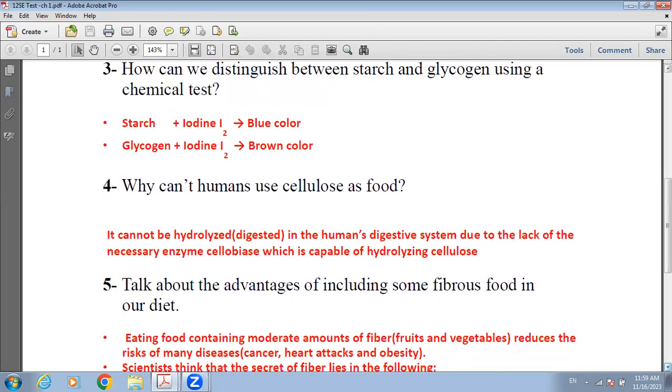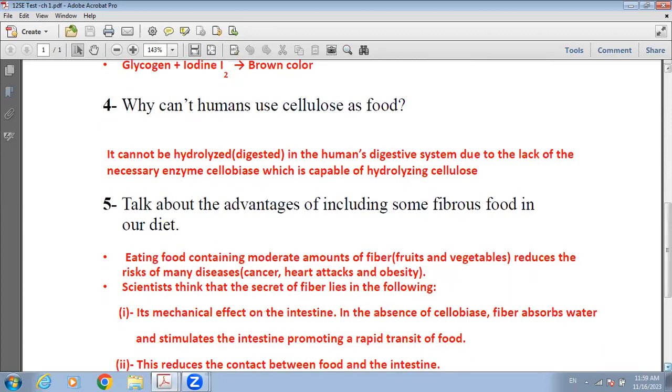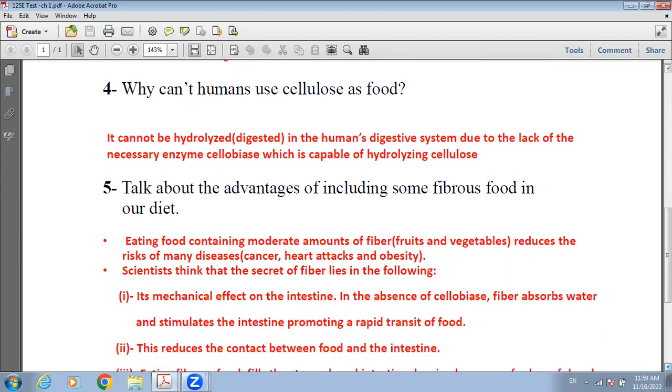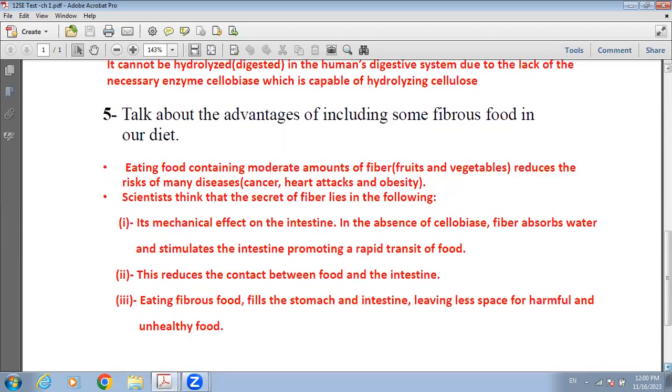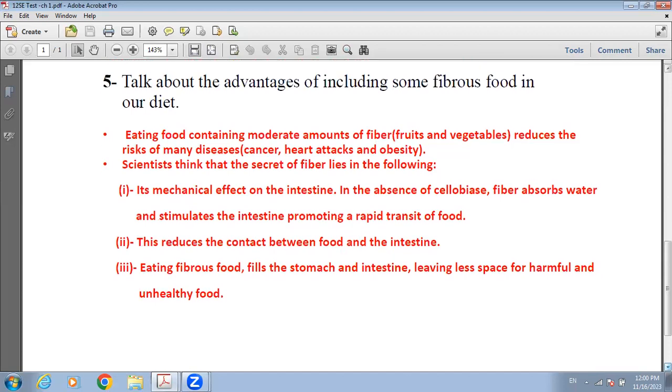Why can't humans use cellulose as food? Because cellulose cannot be hydrolyzed or digested in the human's digestive system due to the lack of the necessary enzyme cellobiase, which is capable of hydrolyzing cellulose. Talk about the advantages of including some fibrous food in our diet. Eating food containing moderate amounts of fiber, like fruits and vegetables, reduces the risks of many diseases like cancer, heart attacks, and obesity.